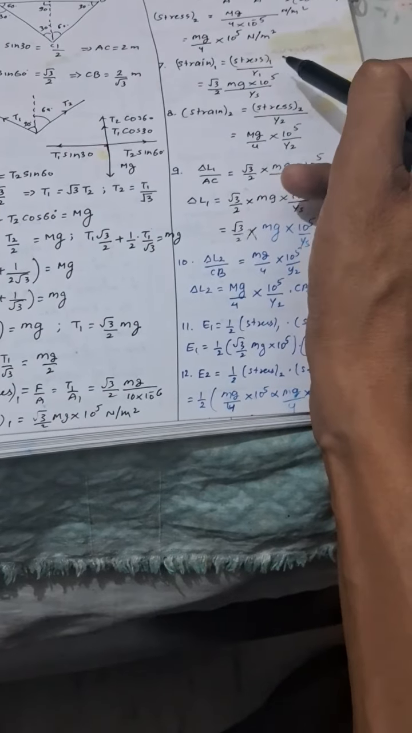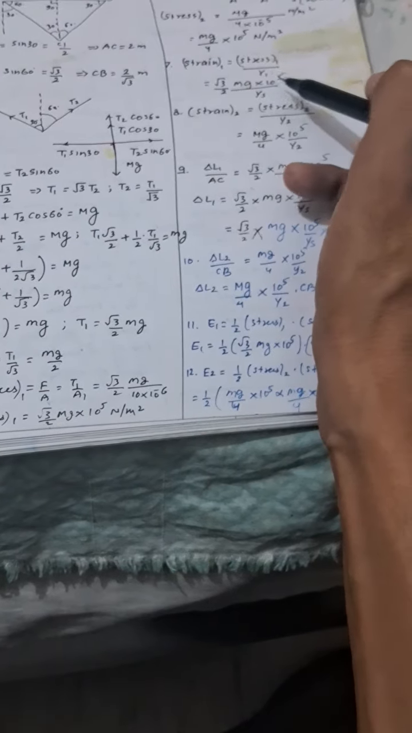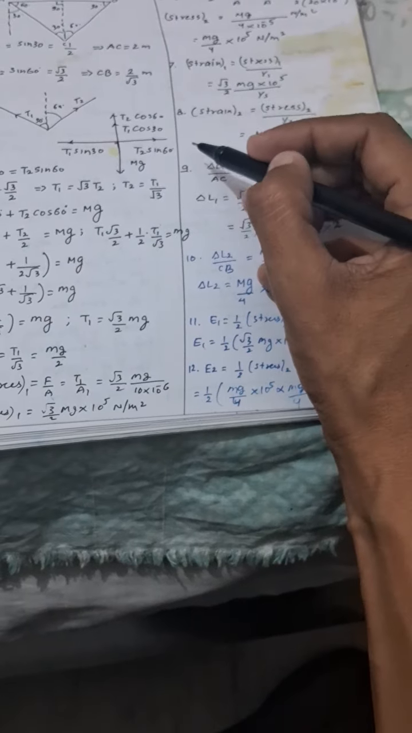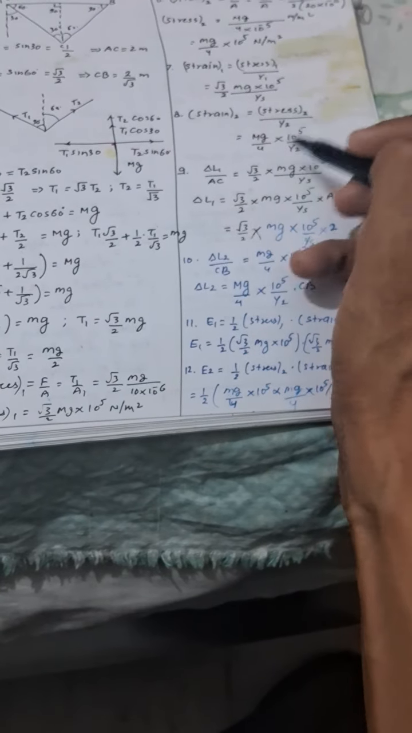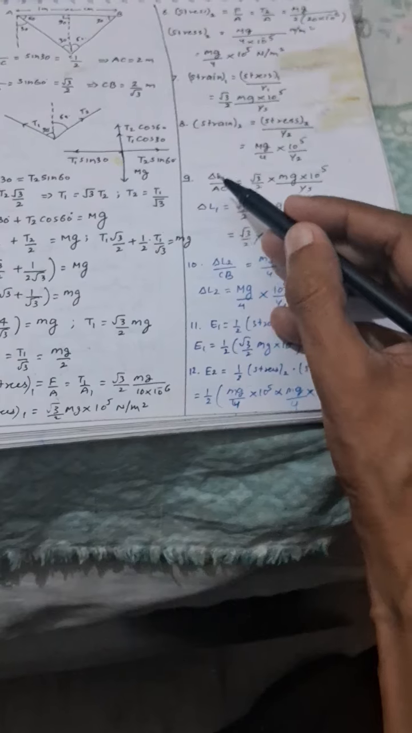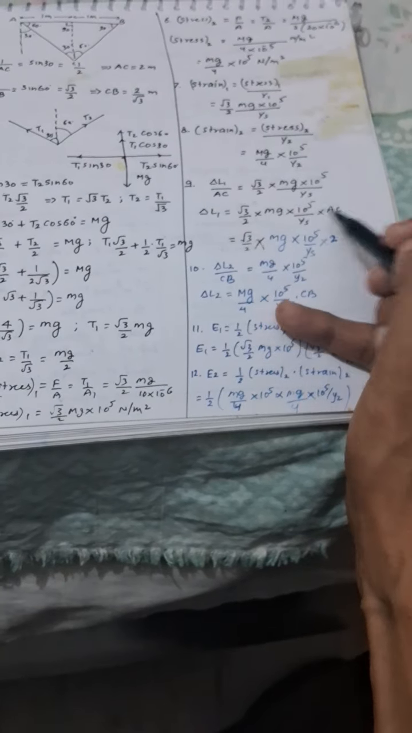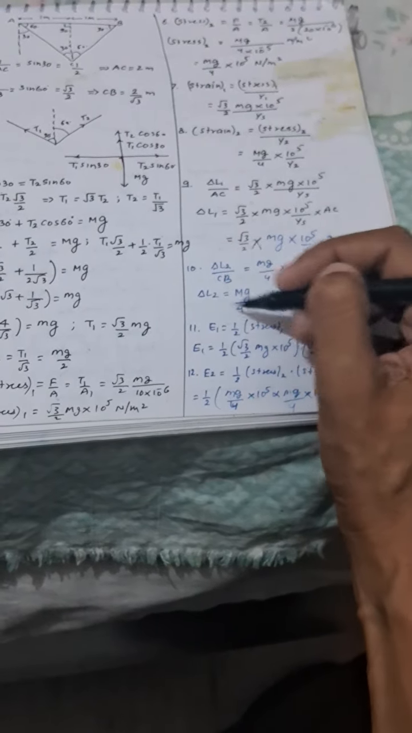Next is strain in wire 1. Strain is stress upon Young's modulus. So this will be the strain in the first wire. Similarly, we can find strain in the second wire. Then we can get elongation in the first wire as delta L1 is equal to this, and in the second wire as this.